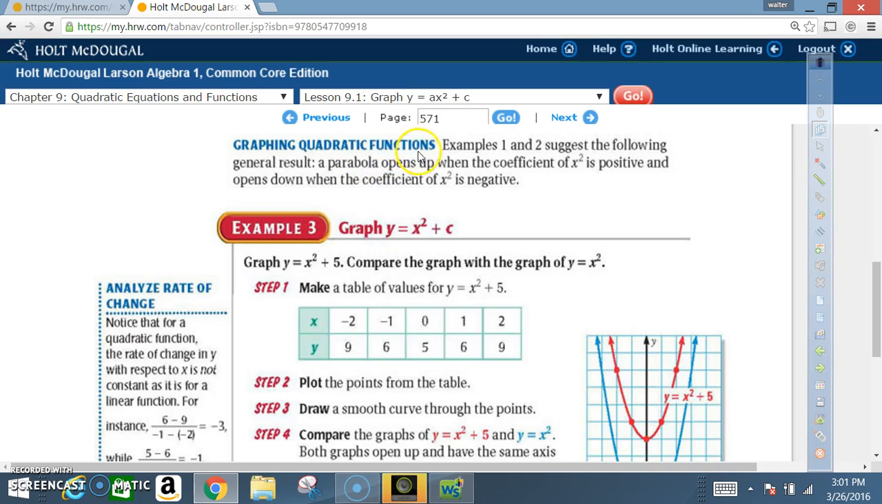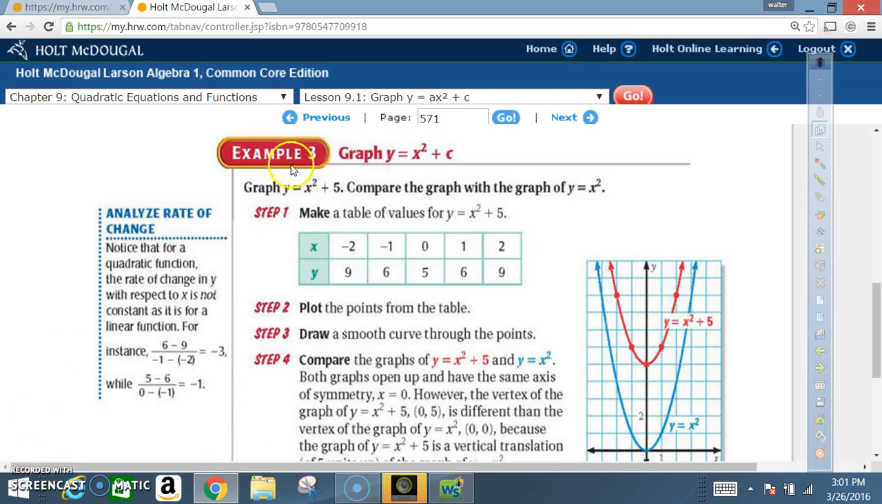Okay, graphing quadratic functions. Examples 1 and 2 suggest the following general result. A parabola opens up when the coefficient, or the a value, of x squared is positive, and opens down when the coefficient of x squared is negative. Example 3, graph y is equal to x squared plus c. Graph y is equal to x squared plus 5. Compare the graph with the graph of y is equal to x squared.